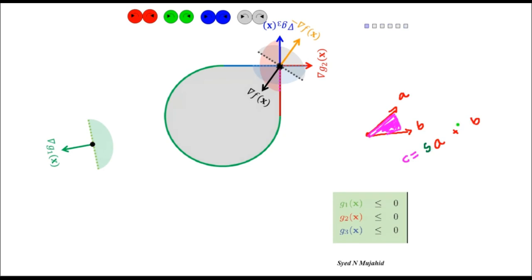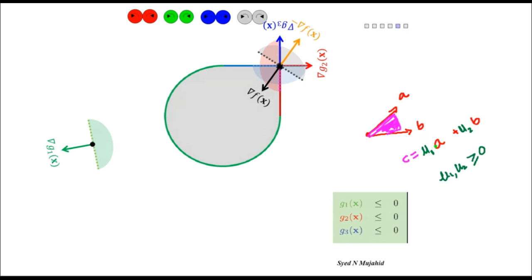Some, let us say, scalar S and scalar, okay, let us say some scalar mu 1 and mu 2. Okay, maybe this is the best. So take any scalar mu 1, mu 2, which are greater than or equal to 0, which are non-negative, and multiply it with A. So mu is a scalar, A is a vector.